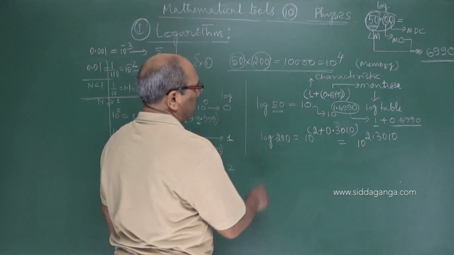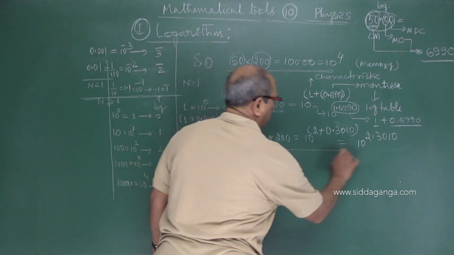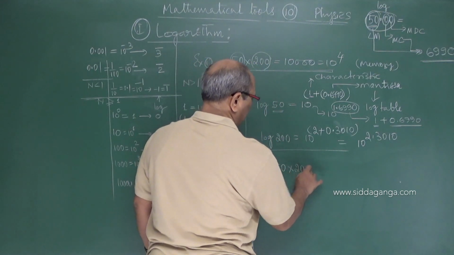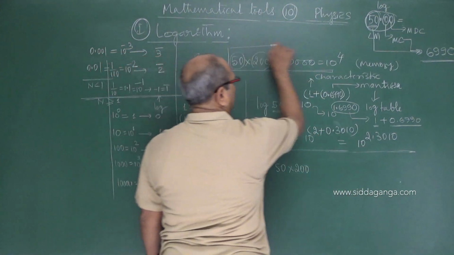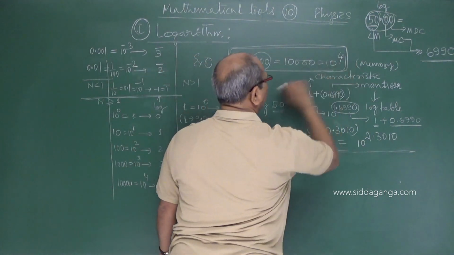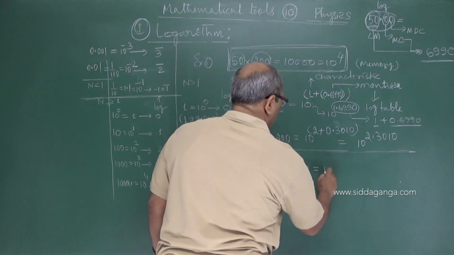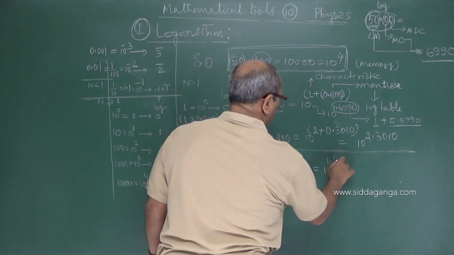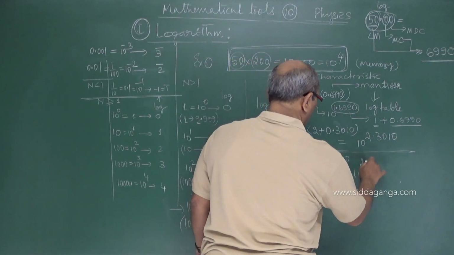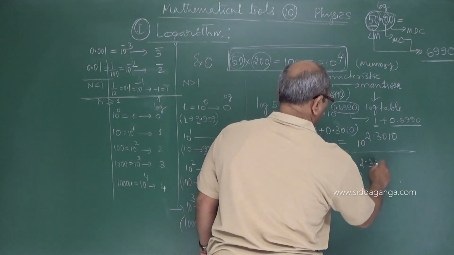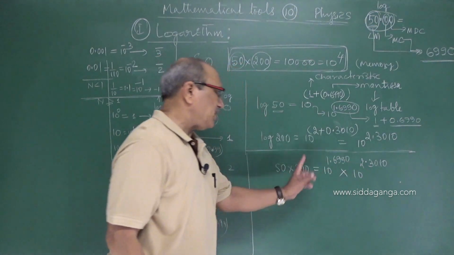So in this, now, our procedure I am coming back to. 50 into 200. This was only the explanatory part I showed you. The answer is here; I have to get this answer using this log table. 50 into 200, I can write 10 power 1.6990 into 10 power 2.3010. Now these are the logs of 50 and 200.